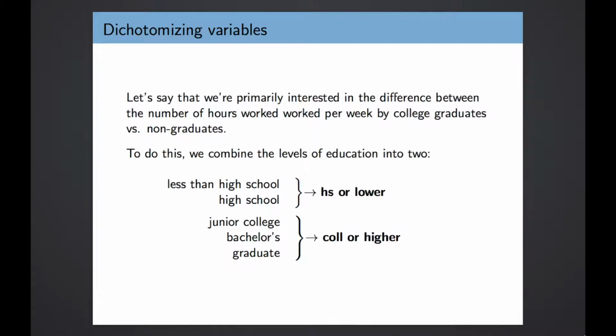So let's say that the main thing that we're interested in is the difference between people who have graduated college and people who have not graduated college in terms of the number of hours per week that they work. So in order to do this, we're going to take our 5 levels of educational attainment and we're going to collapse them or combine them into just 2 categories. So the less than high school and high school degree categories are going to get combined into this new category just called high school and lower. And the junior college, bachelor's degree, and graduate degree categories are going to get combined into this category called college or higher. So we're dichotomizing this variable. We're taking these 5 levels and we are going to split them off into just 2 levels.